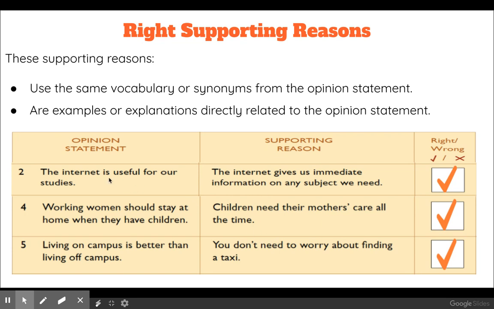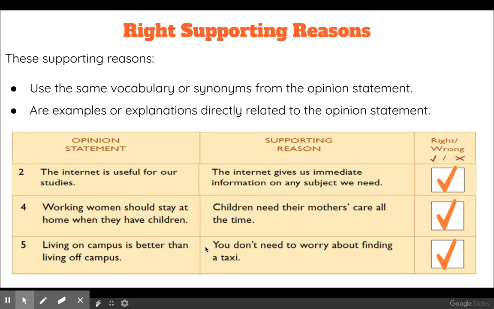Well, for one thing, we see some of the same vocabulary and synonyms used from the opinion statement. So here we're talking about internet and studying, and here we have internet and subject. So again, we're using the same language, right? Here, working women, and then children. We have children and mothers. So women, mothers, children, children. And we're talking about time, right? How much time they use.